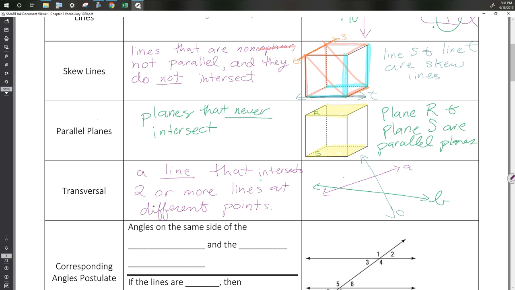I also noticed that line A intersects line C and line B. So line A is a transversal when it intersects line C and line B. And then additionally, line B intersects line A and line C, so it's also a transversal. So just in general, a transversal is a line that intersects 2 or more lines at different points.